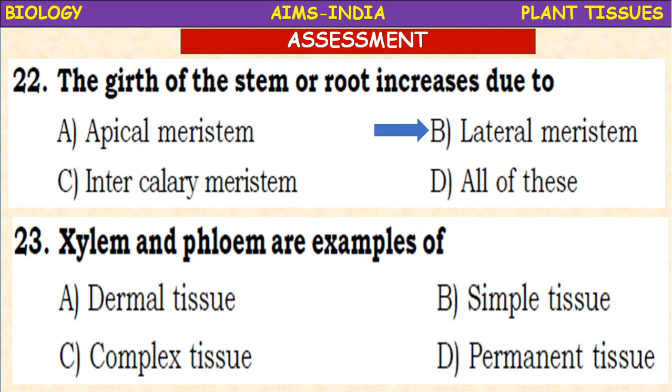Xylem and phloem are examples of. Here the options given are dermal tissue, simple tissue, complex tissue, permanent tissue. Okay, permanent tissue only, in that simple or complex. Complex tissue. Xylem and phloem, different names are there, you have to remember. Xylem and phloem together are called conductive tissue. Xylem and phloem together are called vascular tissue. Xylem and phloem are complex tissues. Okay.